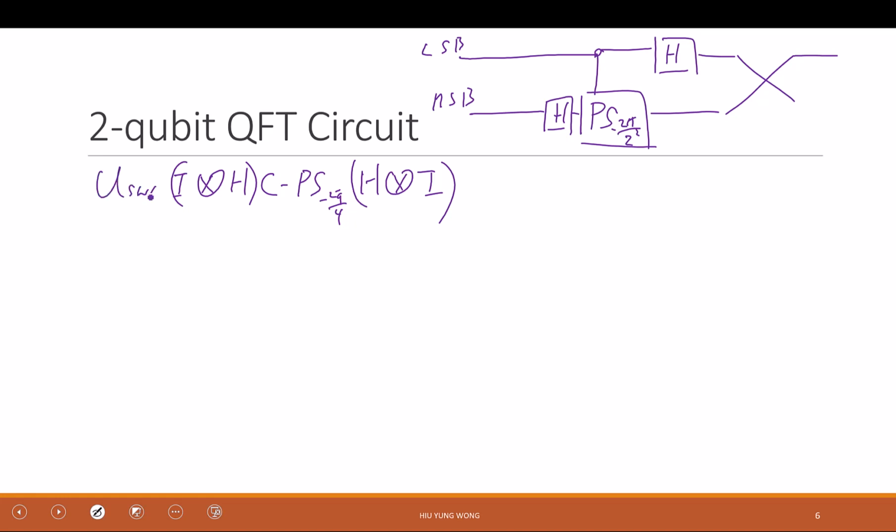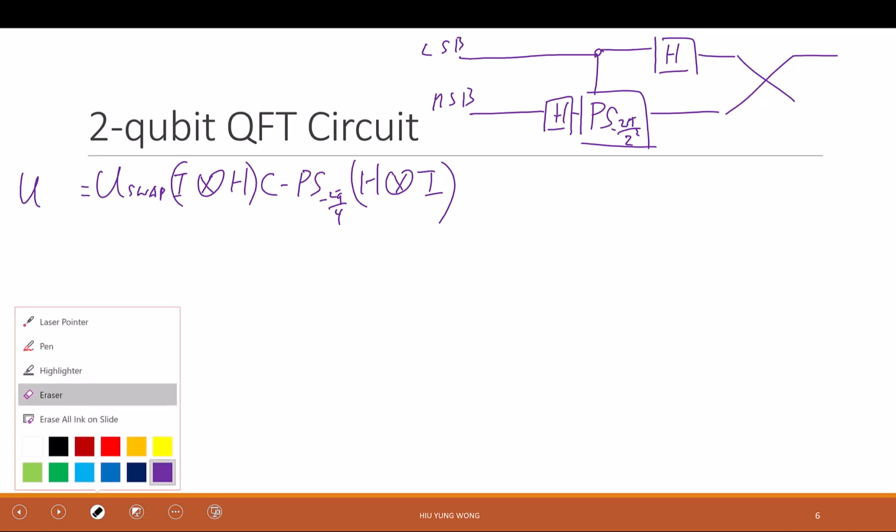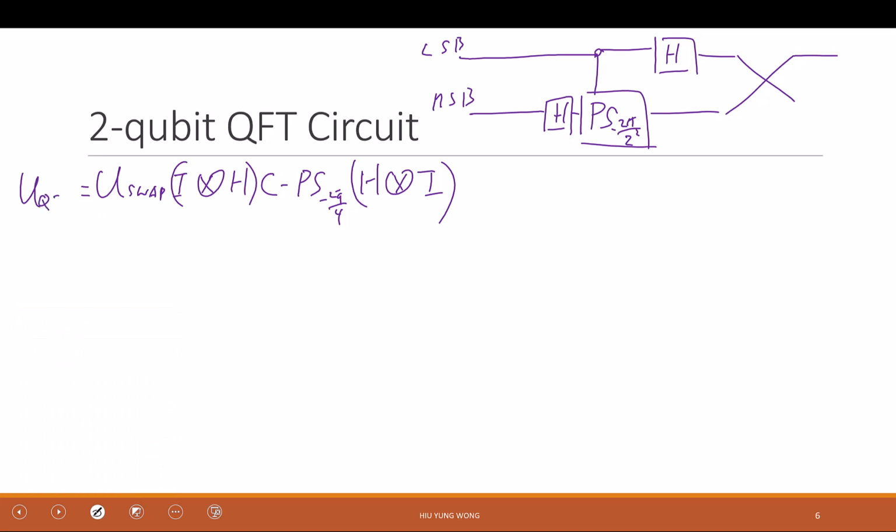And this is 2 qubits. We already know what it is, right? So this is UQFT2, actually equal to this one. Do you agree? Okay. Then we do this one by one. I wonder if you remember what is the matrix of a swap gate.